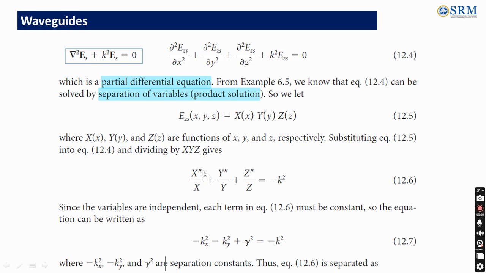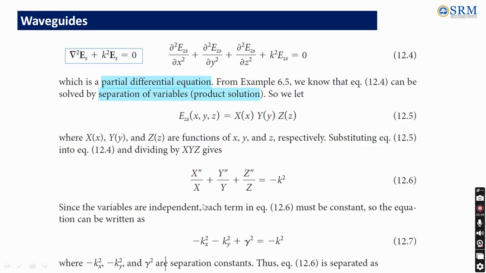We get X double dash by X plus Y double dash by Y plus Z double dash by Z is equal to minus k square. Since these variables are independent, each term here is a constant. So X double dash by X is equal to minus kx square. Similarly, Y double dash by Y is minus ky square. Z double dash by Z is gamma square. So these are the separation constants kx, ky and gamma. And we are going to separate the terms.